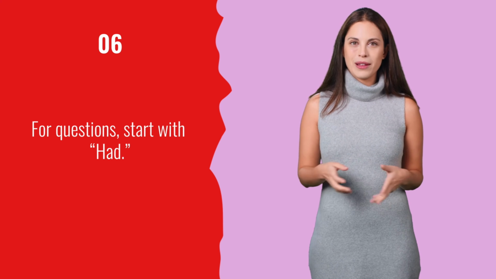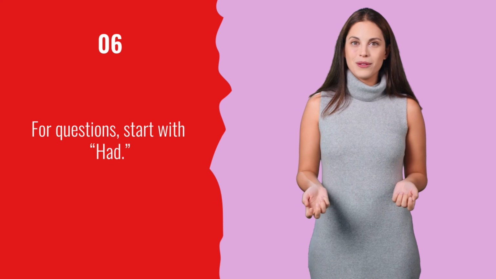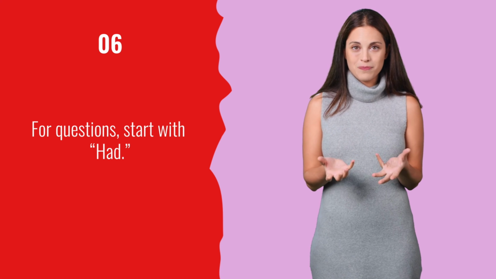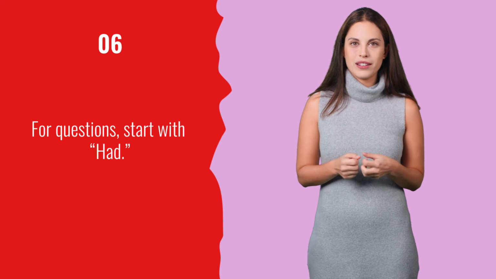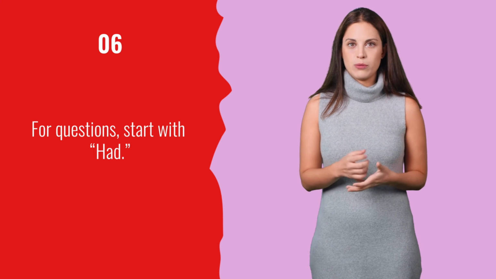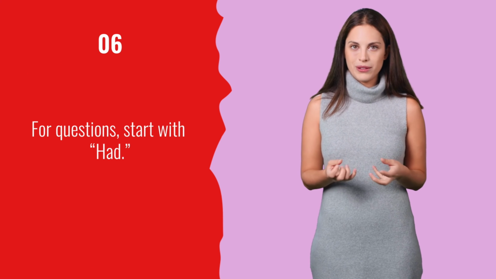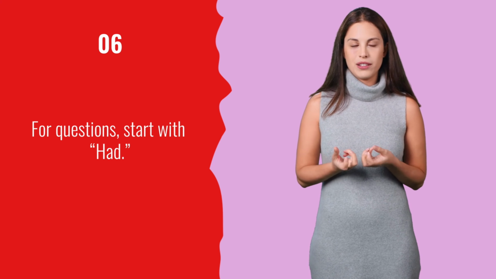Another one. Had they left when you arrived? This helps you understand the timeline. Did they leave first and then you showed up? Or were they still there? The structure works the same way every time. Had plus subject plus past participle.